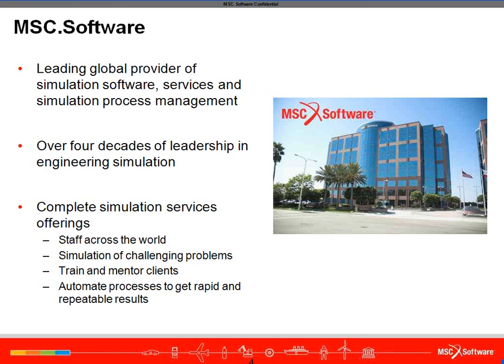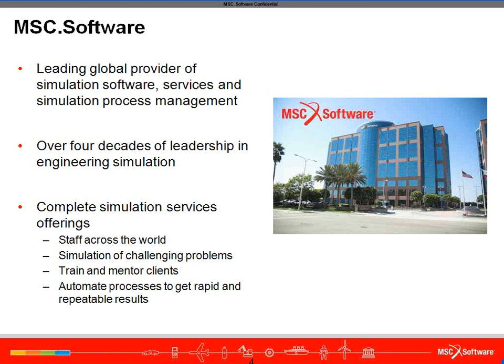In addition to providing software for CAE simulation, MSC also offers consulting and services to address challenging problems faced by our customers. Through mentoring and training of our customers, the services group helps them get the most out of their software investments. The services team also helps with automating user processes to get rapid and repeatable results, improving their productivity.